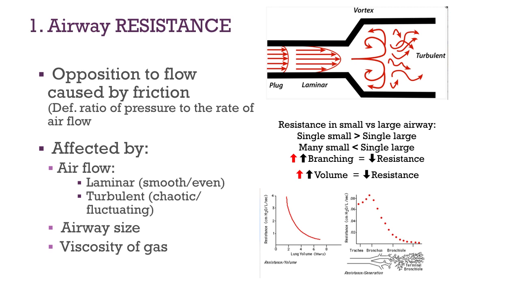Airflow is affected by how smooth or how even the surface is that it's going past. So if you have a ridged or corrugated surface, or a surface that has a lot of mucus built up on the inside, you actually have a more turbulent or chaotic airflow, and you're going to increase airway resistance. It is also affected by airway size. When an airway is smaller, you have greater resistance. This makes a lot of sense. If you blow through a smaller straw, it's harder to push the air through than if you have a bigger straw. And then finally, the viscosity of the gas is going to affect that as well.